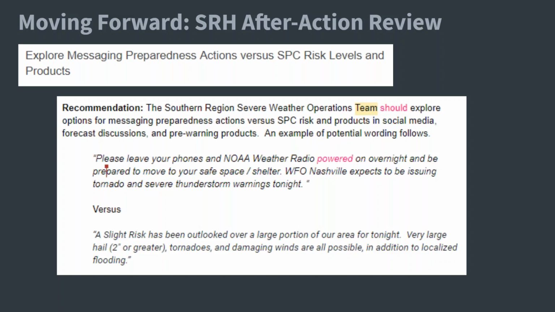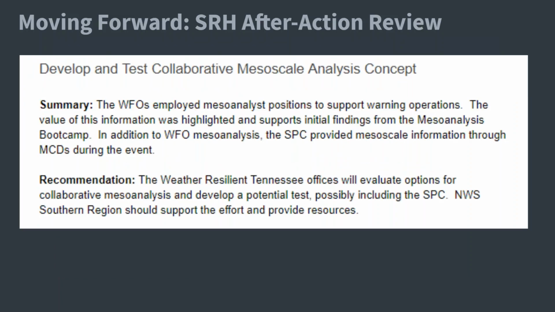So instead of saying a slight risk has been outlooked over a large portion of our area for tornadoes, wind, etc., make your message explicit, just come out and say what you mean. Please leave your phone and weather radio powered on overnight and be prepared to move to your safe place and shelter because we expect to be issuing tornado and severe thunderstorm warnings tonight. I think it's very encouraging to see that in a National Weather Service regional after action review. And again, my apologies to Southern Region, but I hope they don't mind me putting that in here.